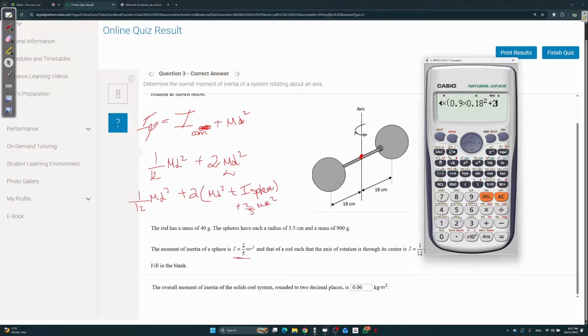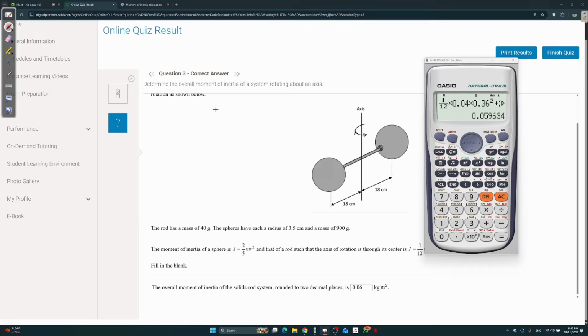So we're going to put plus 2 over 5. The mass is 0.9. The radius of the sphere is 3.5 centimeters, so 0.035 squared. You get this, and to two decimal places, it becomes 0.06. So over here, if you want, you can take it into the formula: anytime you ask for moment of inertia and there's a system, it's great to do I center of mass plus md squared, and if there's an extra shape, you add I of the new or added shape. And like I told you, since we have two of these spheres, that's why I multiplied all of this by 2. Okay? Anyways, moving on.